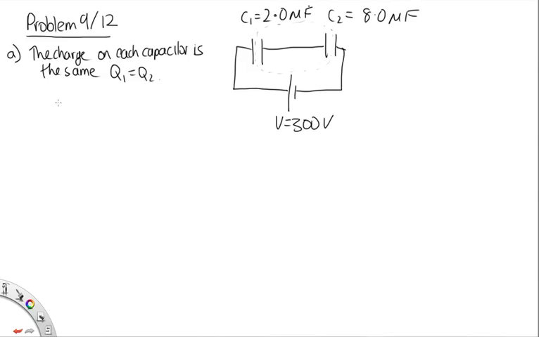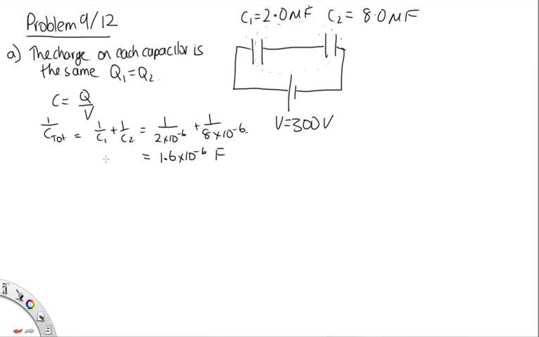And we can use C is equal to Q over V. Now we've got the total voltage. We can work out the total capacitance, which will tell us the total charge, which is the charge here and the charge here, which will be equal to the charge there and the charge there. So let's work out the total capacitance. Now these two are in series, so to find the total capacitance we have to use 1 on C total is 1 on C1 plus 1 on C2. So that's 1 over 2 times 10 to the minus 6 plus 1 over 8 times 10 to the minus 6. Solving that on the calculator, we end up with 1.6 times 10 to the minus 6 farads is C total.